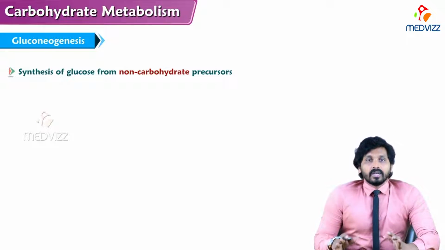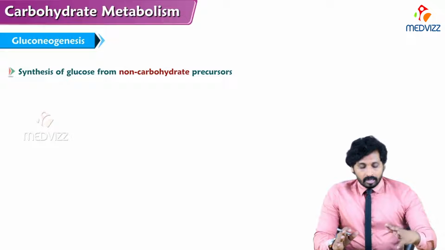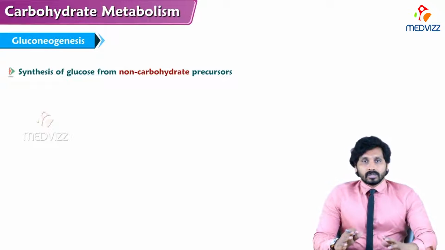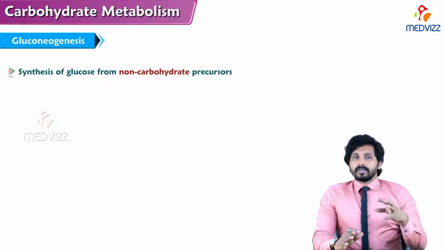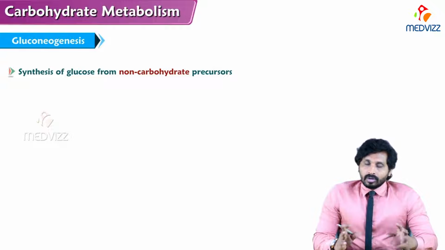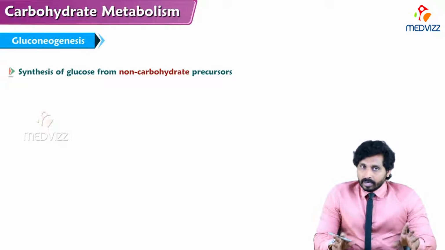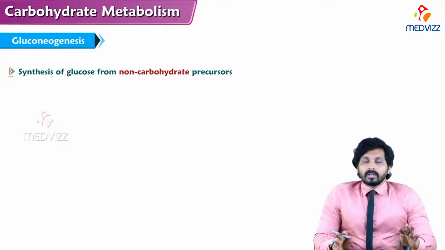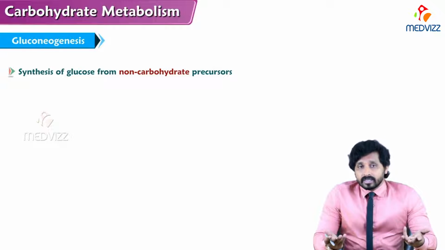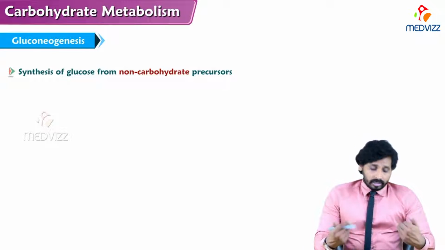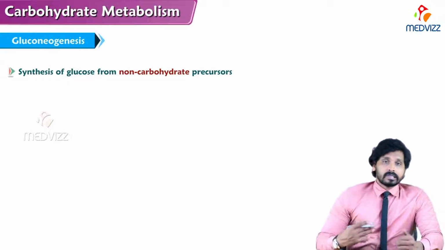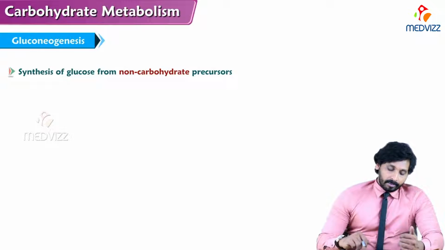Gluconeogenesis is nothing but the synthesis of glucose from non-carbohydrate sources or precursors. The synthesis of glucose from a carbohydrate source is from glycogen. Glycogen will be completely broken down in case of starvation and utilized. Then what happens if there is no glycogen storage? That's what the definition of gluconeogenesis is: synthesis of glucose from non-carbohydrate precursors.